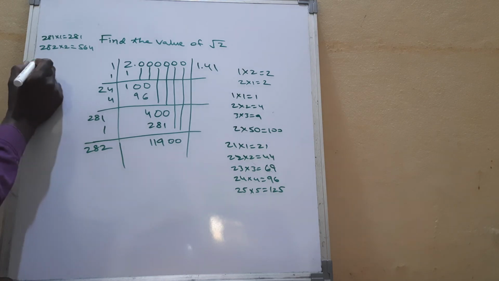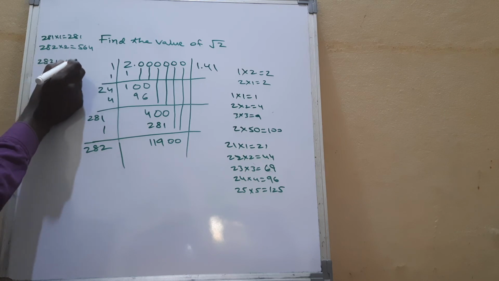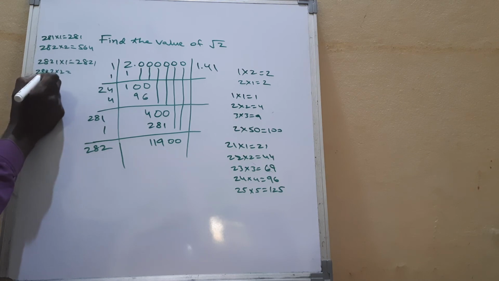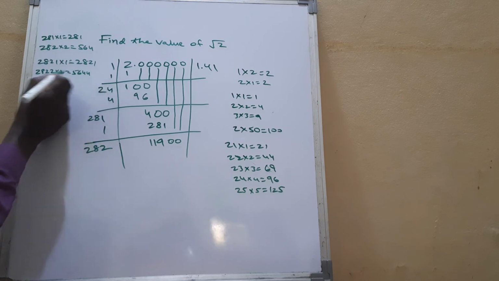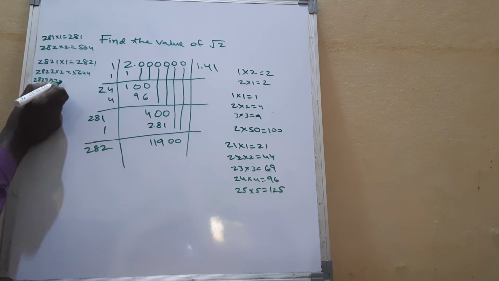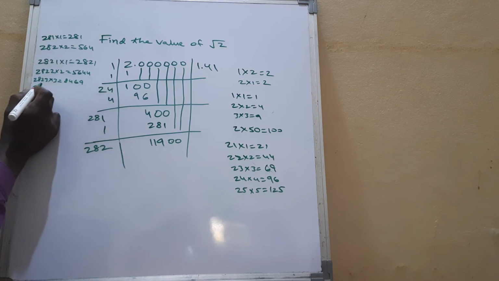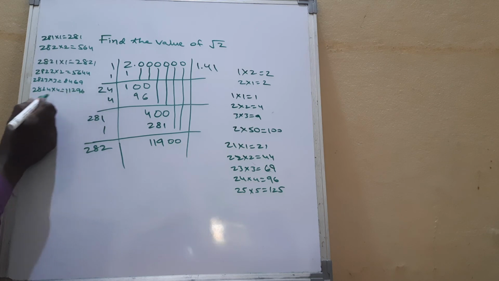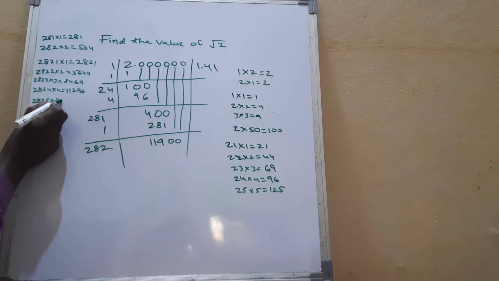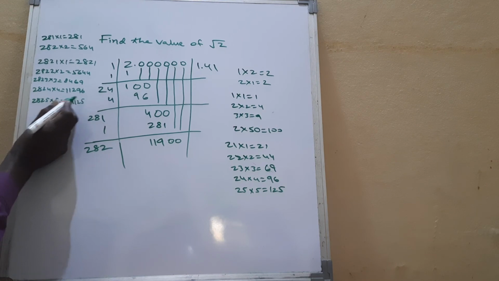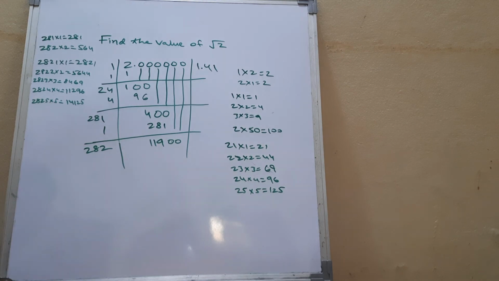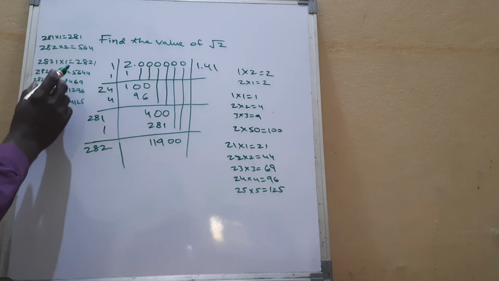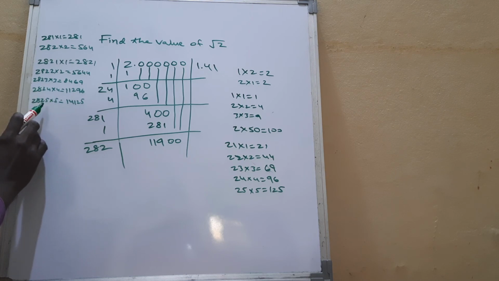So 2821 into 1 is equal to 2821. 2822 into 2 is equal to 5644. 2823 into 3 is equal to 8469. 2824 into 4 is equal to 11296. 2825 into 5 is equal to 14125. Like this, we place a number after 282 and multiply it with the same number. 1 for 1, 2 for 2, 3 for 3, 4 for 4, and 5 for 5.